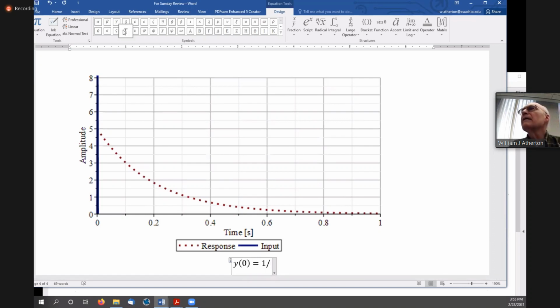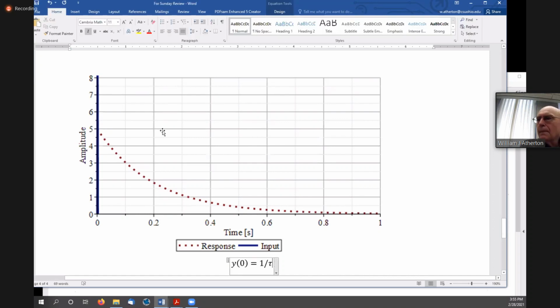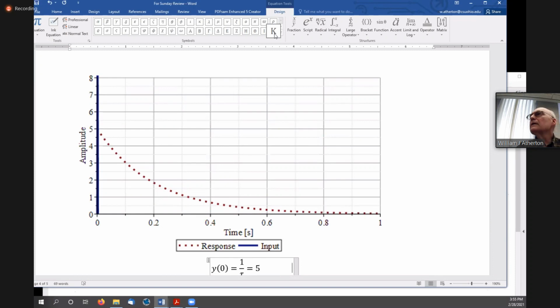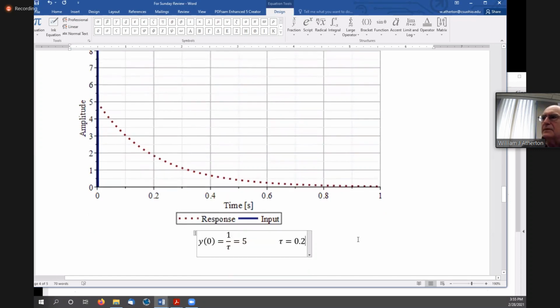What is tau? Equals 5. Tau equals 0.2. That's pretty simple. Pretty simple.